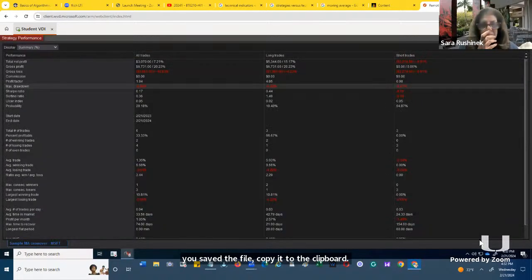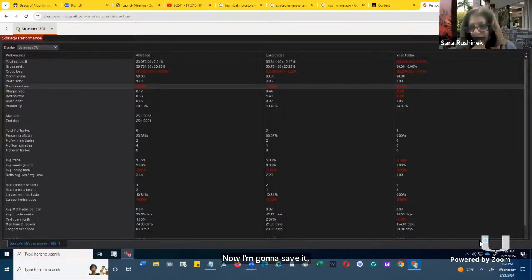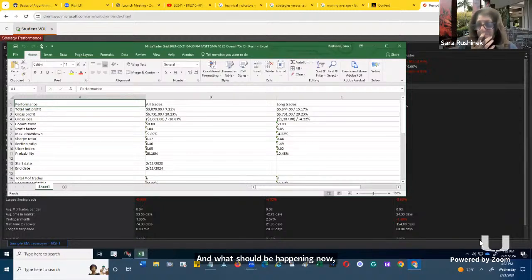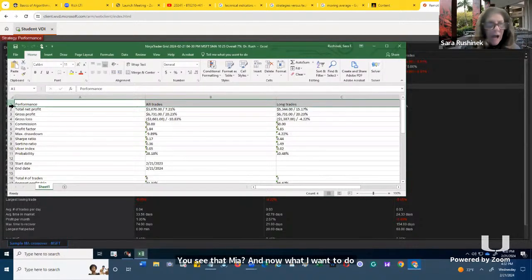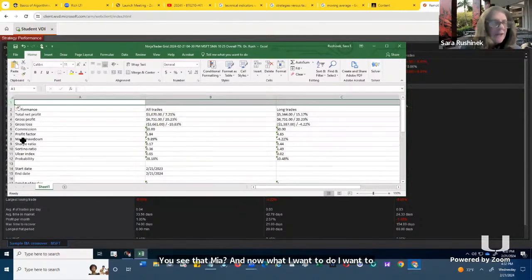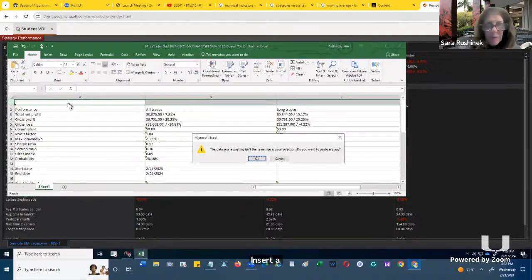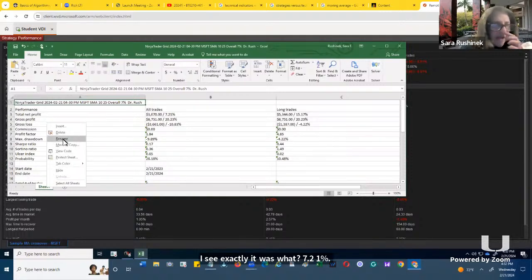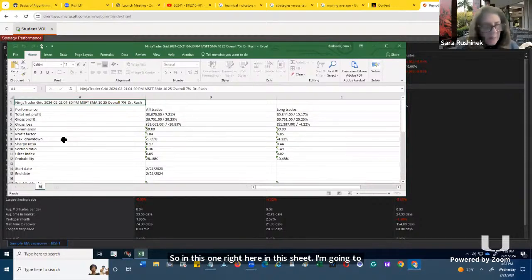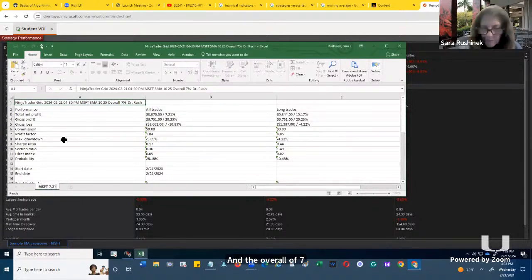Now I'm going to save it. And what should be happening now, Mia? Excel comes up. You see that, Mia? And now what I want to do is insert a line, insert a record, insert a row, and I want to put that information right there. So we know it's Microsoft, and in the sheet, I see exactly it was 7.21%. So in this sheet right here, I'm going to rename the sheet to the symbol and the overall of 7.21%. And then I'm going to save it.